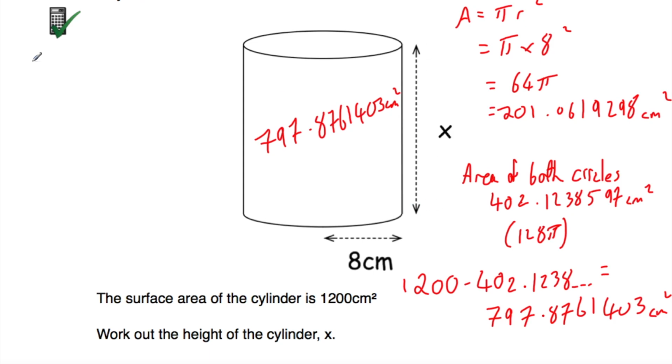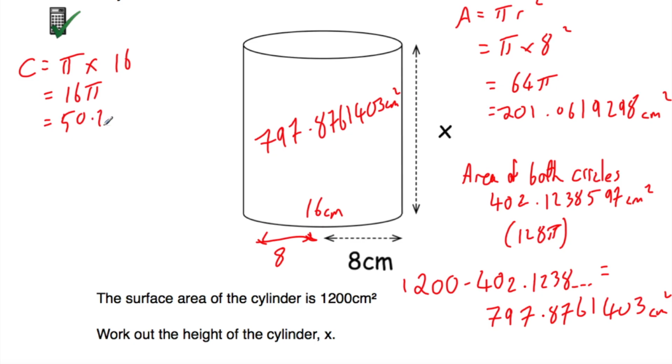So let's do that. The circumference of the circle is equal to pi times the diameter. The diameter of the circle will be 16, because we get 8 plus 8, so the whole way across would be 16 centimeters. So we're going to do pi times 16, and that's equal to 16 pi, or as a decimal number, 50.265482446. So that's the circumference of the circle.